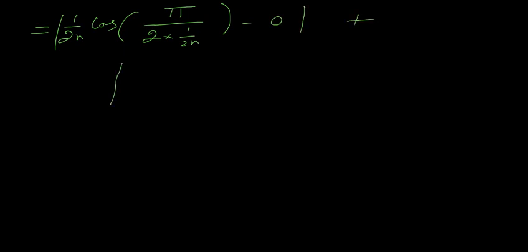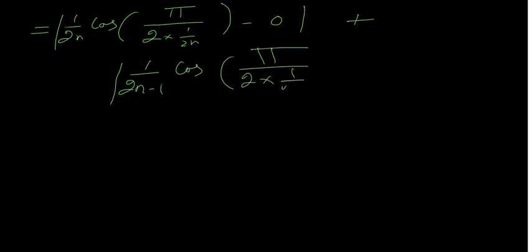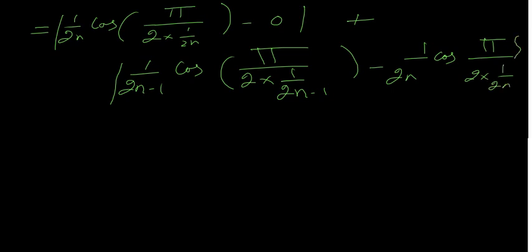What's the second term now? It's 1 by 2n minus 1, obviously, into cos of pi divided by twice x, twice into x is 1 by 2n minus 1, minus this 1 by 2n into cos of pi divided by 2 into 1 by twice x, x is here 1 by 2n. Then you can take the mod, and now plus the next term. You continue this process.